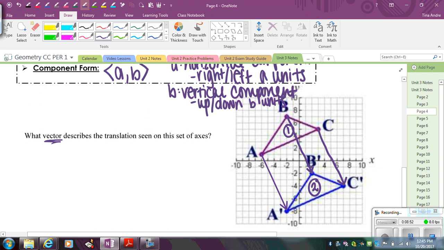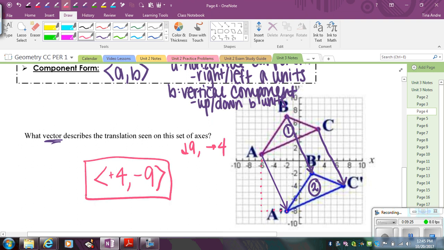So now I've drawn the vectors in, but I actually want to state the vector using component form. So we'll basically just count one of them, and they're all going to be the same. So it's going to be 1, 2, 3, 4, 5, 6, 7, 8, 9. So it was down 9. And then over 1, 2, 3, 4. So that means this is the component form. So we went right 4, so it's going to be a positive 4. And we went down 9, so that's going to be a negative 9. So this is the component form to describe the vectors that I've drawn in purple.